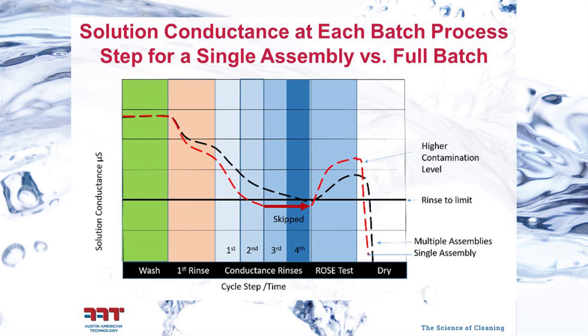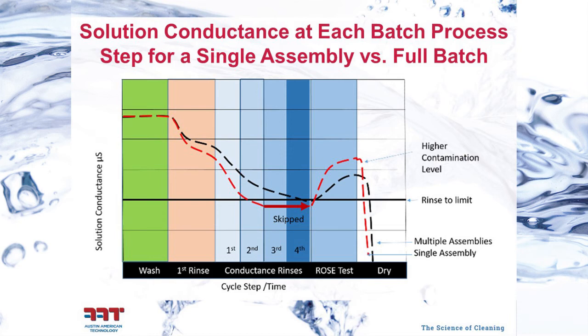So your red line would be only two boards in the machine, and your black line is going to be a fully loaded machine. What happens is you actually reach your rinse resistivity with two boards in the chamber, a not loaded, very empty chamber, much quicker than you can with a fully loaded chamber. So therefore, you're not exposing the board to as many rinses.